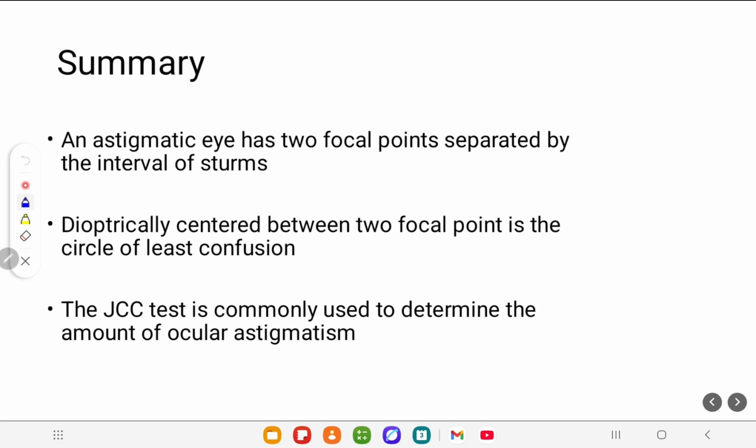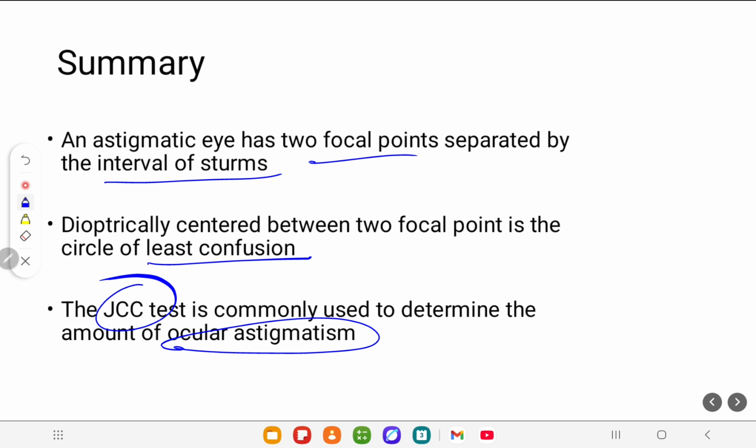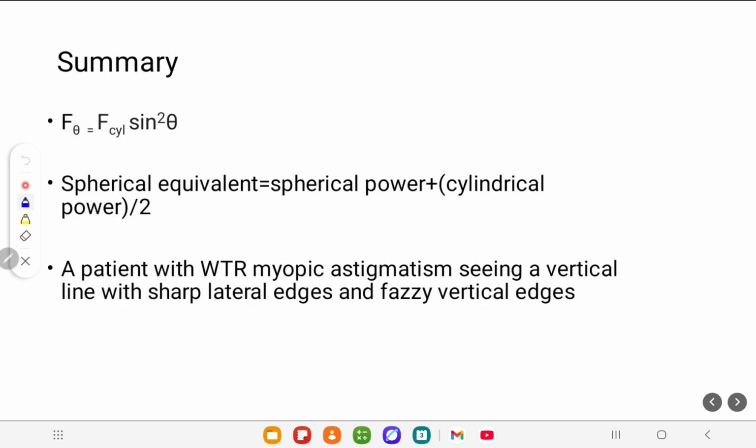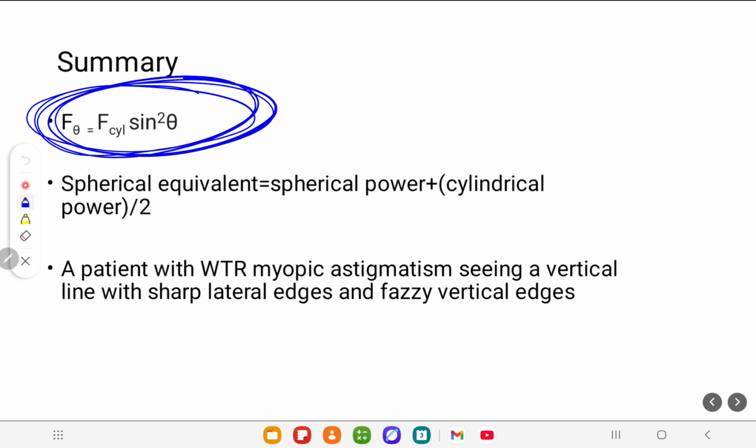So in summary, astigmatism is two focal points, two far points, separated by Sturm's interval, with the dioptrical center between the two foci. The circle of least confusion is always the dioptrical center. The Jackson cross cylinder test is commonly used to determine the amount of ocular astigmatism, and it is a very standard test too. So you have to understand this very important formula and the spherical equivalent.